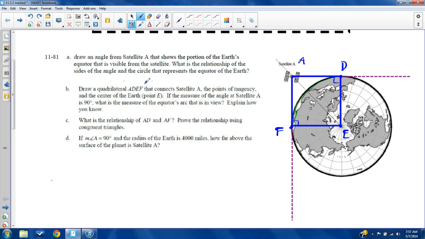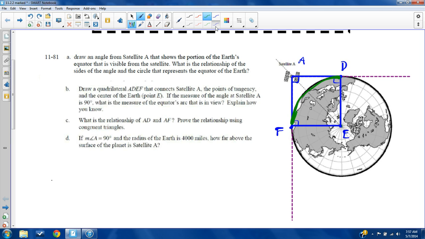Now they say, if the measure of the angle at satellite A is 90 degrees, what's the measure of the equator's arc that's in view? So breaking down this problem, if this is 90 degrees, they want to know what the measure of the arc that's in view is right here.